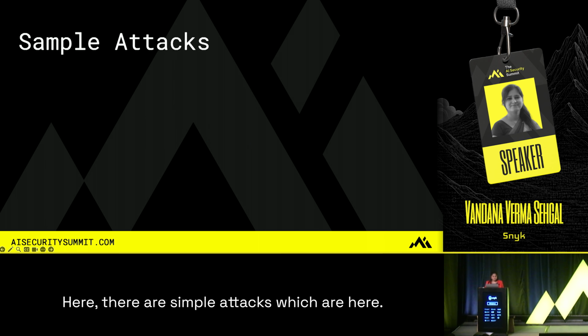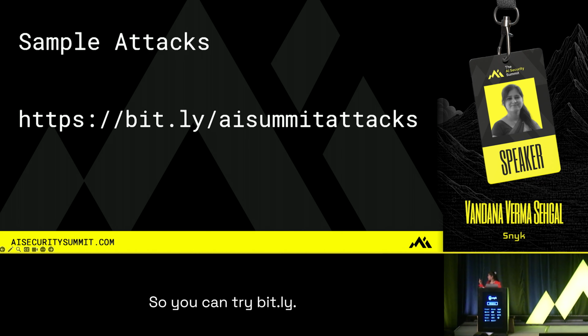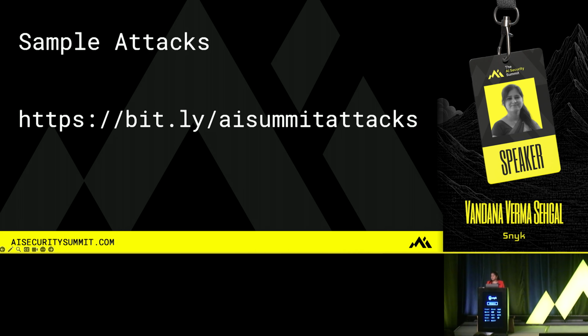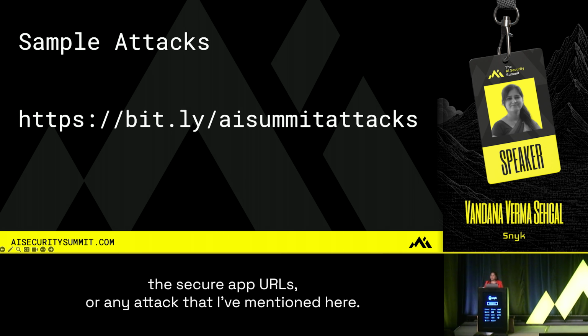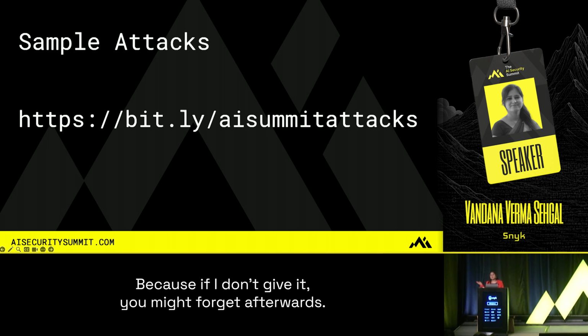Here, there are sample attacks. You can play around with the sample attacks. You can take a picture, or you can open this link. There's a surprise in this link. See, at times I can be lazy as well, like LLMs. So you can try bit.ly AI Summit attacks. Now here, I have everything listed, from the vulnerable app URL, the secure app URL, to any attack that I've mentioned here. Because if I don't give it, you might forget afterwards.